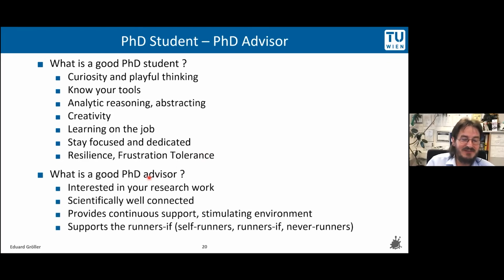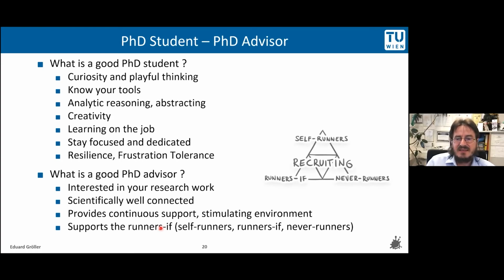What's a good PhD advisor? He should be strongly interested in your research work. He should be scientifically well connected and have a strong scientific standing. And he should provide you continuous support. He should let you grow in a way, but should help you avoid pitfalls where you would be wasting your time. And then I will talk about these in the next slides.